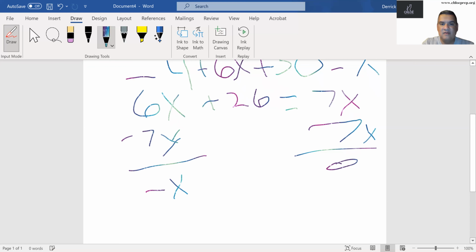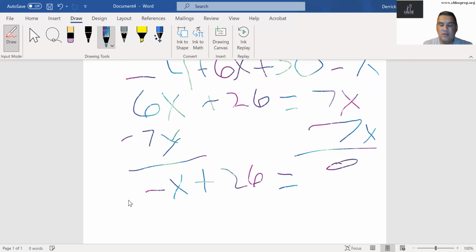All right, and then we have just the 26. We're just going to bring that on down. So what we end up having now is -x plus 26 is going to equal 0. So now let's think. There's two ways you can go about it at this point. We can factor out a -1 to make that x cleaner. And if we factor it out, basically it would change all the signs.